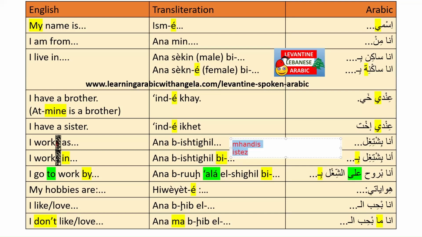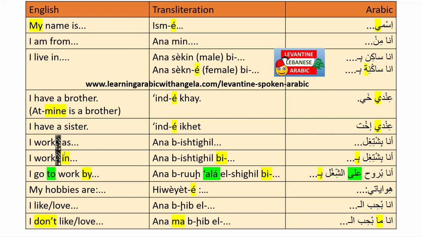Now, in the feminine, for example, you could say مهندسة. That would be a female engineer. If you're unsure, you can drop me a comment of what your profession is, and I could help you with the translation.